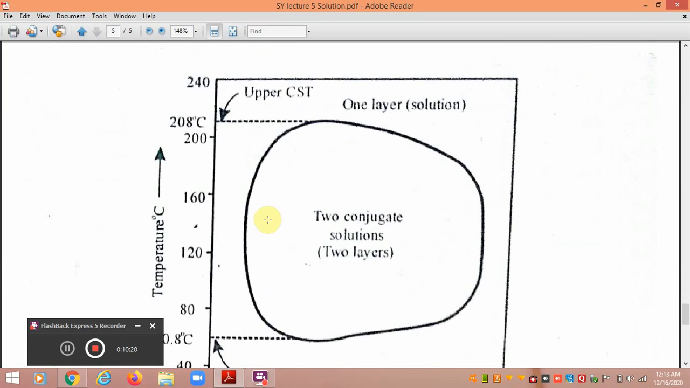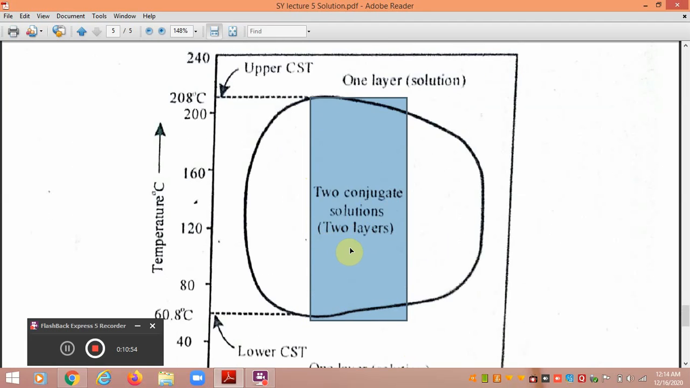Here you can see this system. This is the point at which the two liquids are completely miscible and the system will be homogeneous. Above this temperature, this is the maximum of the curve, that's why it is called the upper critical solution temperature. And this is also the point below which the system will again be homogeneous, but in between this part, definitely the two solutions will be separated from one another. Conjugate solutions or layers will be separated from one another, and the system is heterogeneous.